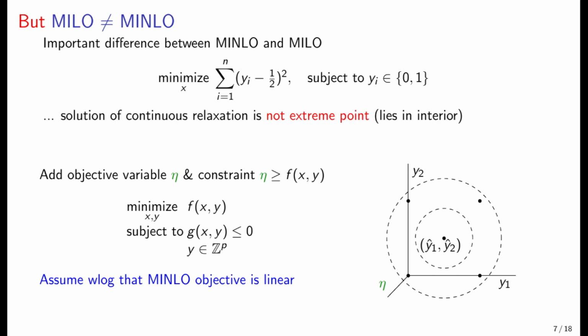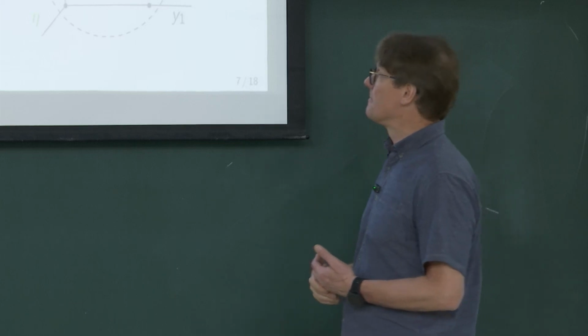If I have 2 variables, there are 4 feasible points: 0,0; 0,1; 1,1; and 1,0. The contours of this objective are drawn by these dashed lines. If I just minimize this function over the convex hull, I would still get a point that's in the interior. And so I don't have that nice result that I had for linear optimization.